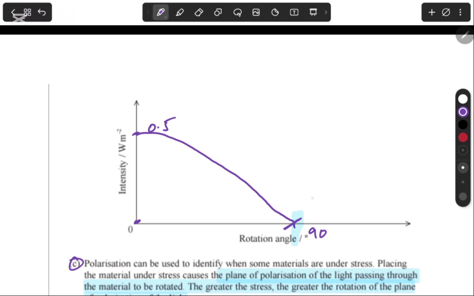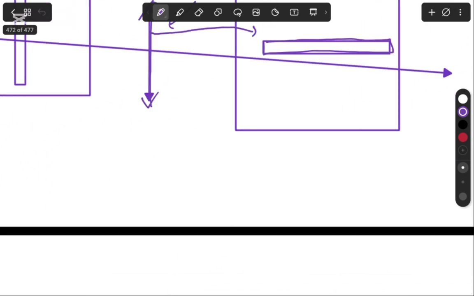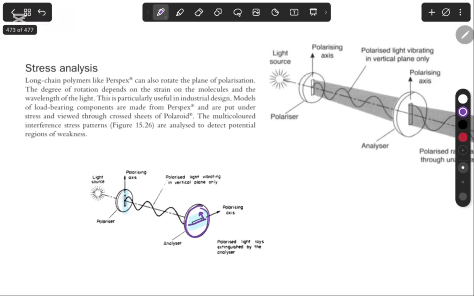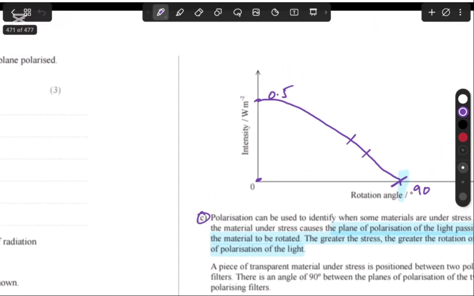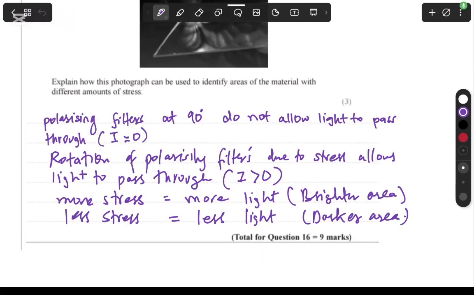But then if the angle changes by a bit, so if the angle becomes 80, 70, then there's going to be intensity of light. And the more the stress, the more the polarization will be rotated, right? And the angle will change. And the more this angle changes, so it becomes, let's say 80, changes by 10 degrees, 20 degrees, 30 degrees, the more it changes, the more the intensity will be. And the less the angle change there is, the less the intensity of the light there will be. So rotation of the plane of polarization due to stress allows light to pass through. So the intensity will be greater than 0.